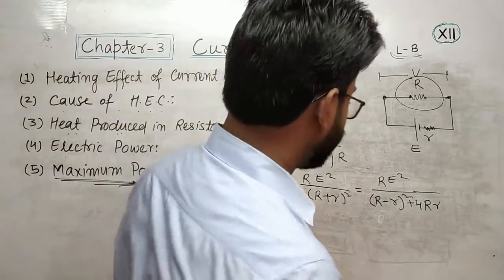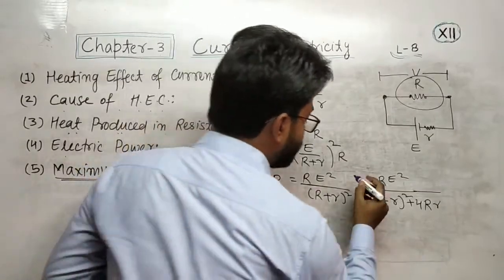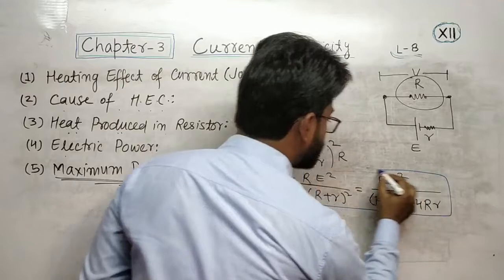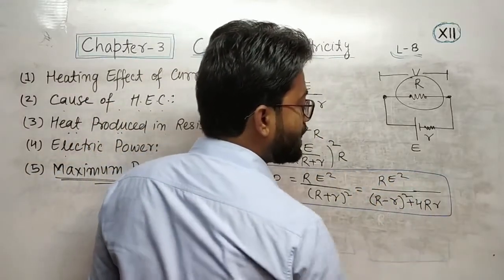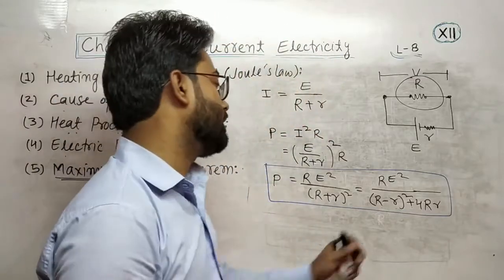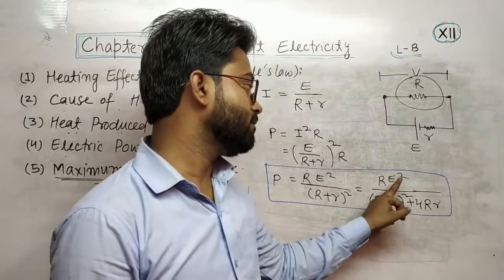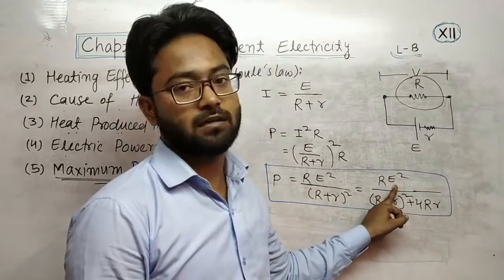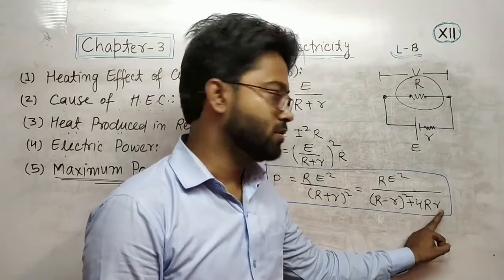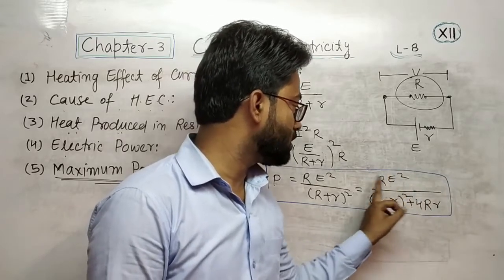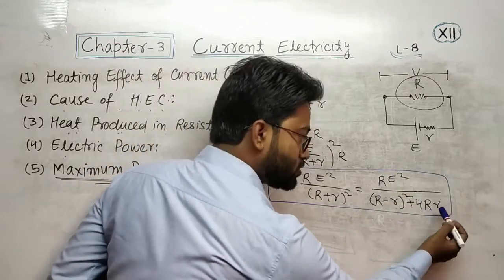Means the formula is: power P equals R E square upon (R minus r) whole square plus 4Rr. Here R is positive. If potential is negative, then on squaring this will be positive. 4 is positive, R is positive, this r is also positive, means these quantities are positive.